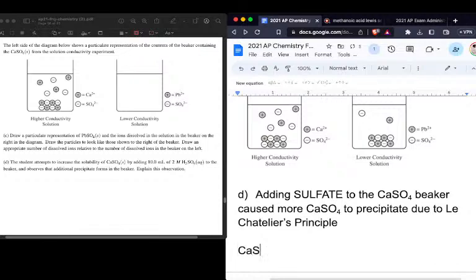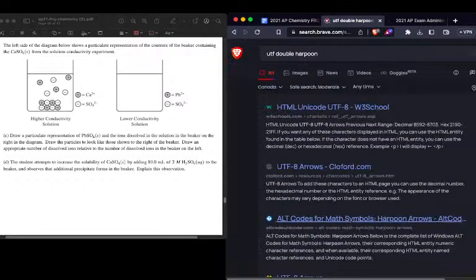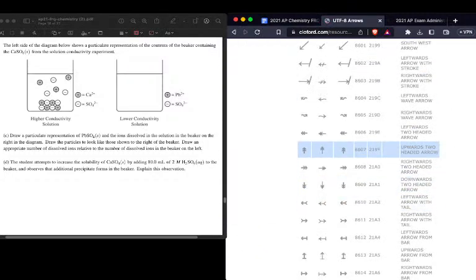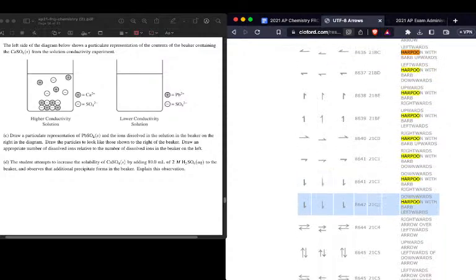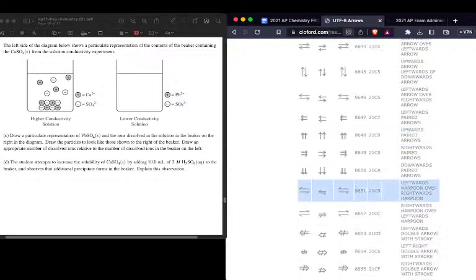I'm going to write a balanced chemical equation here just to be pedantic about it. I'm actually also going to go get the equilibrium arrow because I'm sick of not having it. I'm looking for a very specific Unicode character here. It's called double harpoon. There's the equilibrium arrow. Right harpoon over leftwards harpoon.